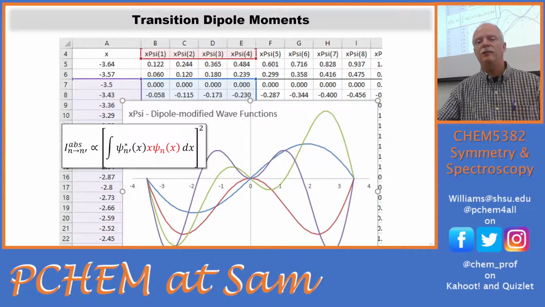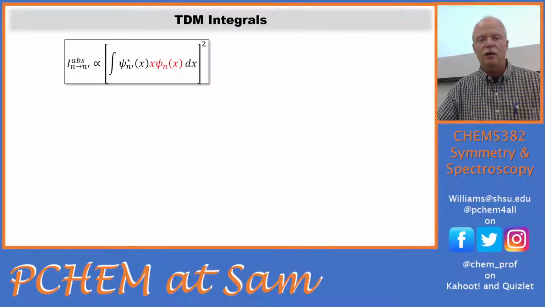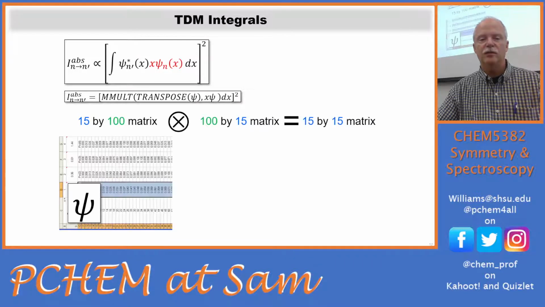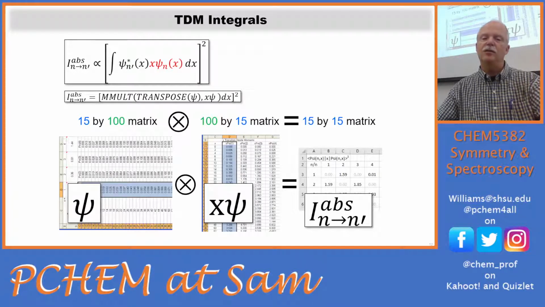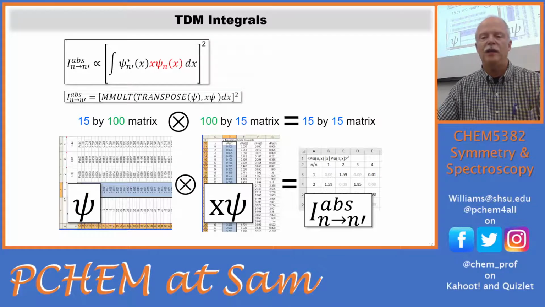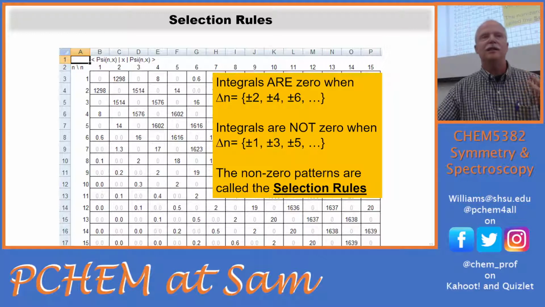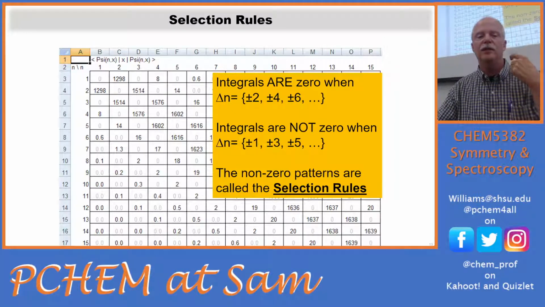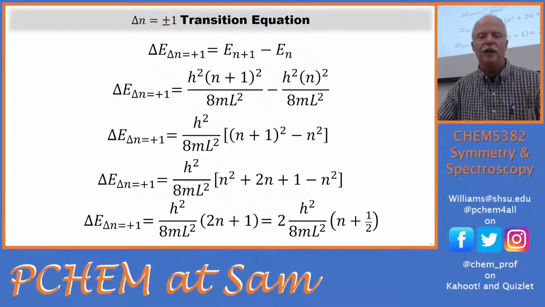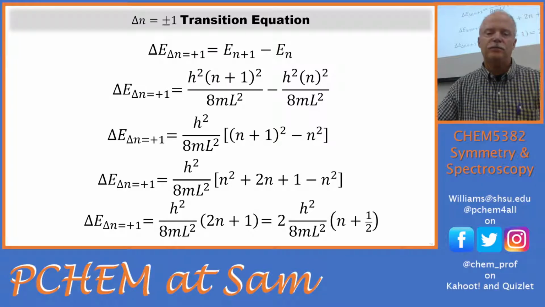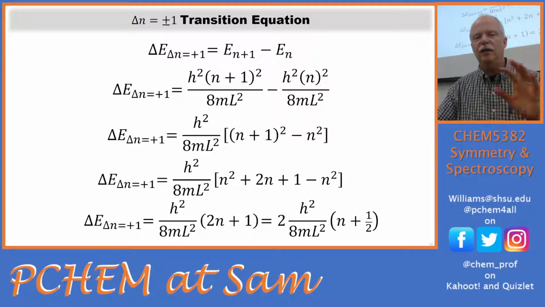So here's our perturbed wave functions. And we calculate those integrals. So again, that's transpose 15 by 100 times a 100 by 15 gives us a 15 by 15. And we end up with these patterns that we saw last time, which are our selection rules. We can use these selection rules to calculate our transition equations to say, well, we'll do a delta n equals 1, delta n equals 2, or 3, I should say, and 5, and calculate our transition equations. We calculated these in homework by, in general with delta n's.